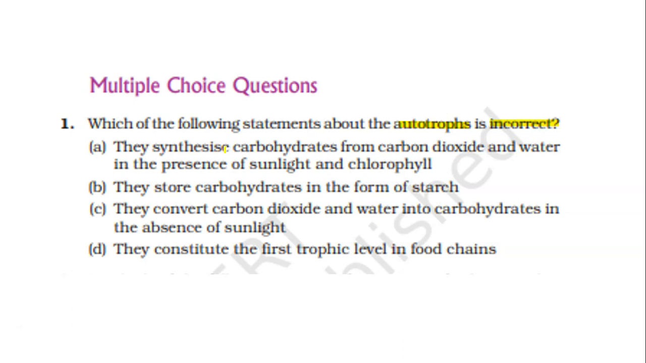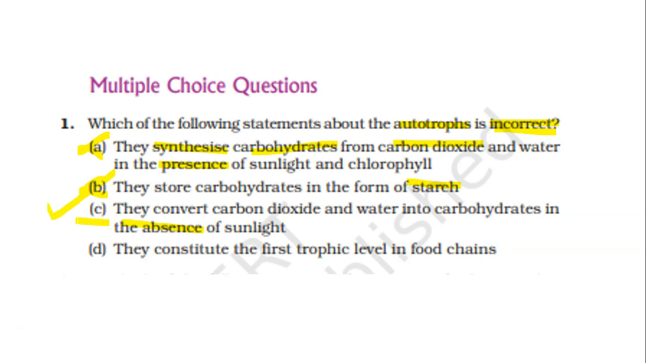So A, they synthesize carbohydrates from carbon dioxide and water in the presence of sunlight and chlorophyll. So this statement is true, but in the question we have to find the incorrect statement. So we have to cross it off. B, these carbohydrates are stored in the form of starch. This is also true, so it's wrong. C, they convert carbon dioxide and water into carbohydrates in the absence of sunlight. In option A, they mentioned presence, but in C, we have to consider that it's the absence of sunlight. This is false, which means it's correct in this question as we have to find the incorrect one. So option C is correct.